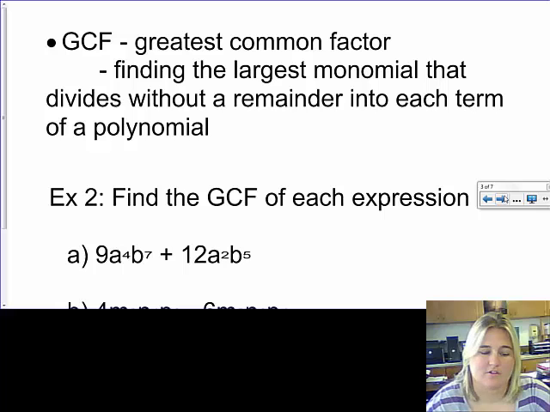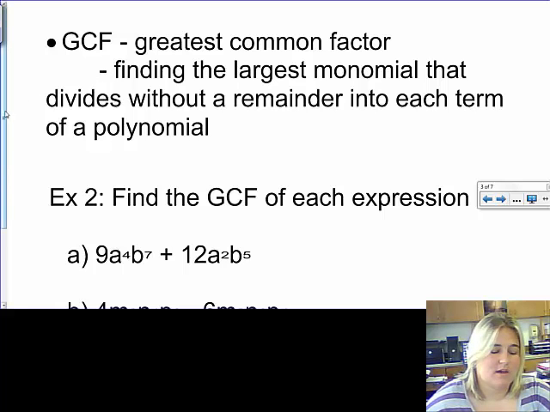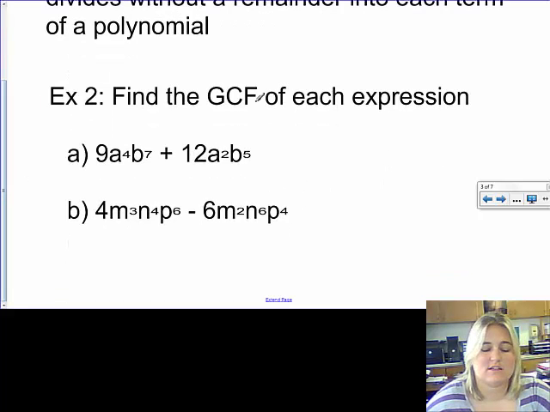GCF, or greatest common factor, means finding the largest monomial that divides without a remainder into each term of a polynomial. So, what we have on example 2 is it says find the greatest common factor of each expression. So I need to know what I can divide into each term on A evenly without having a remainder.